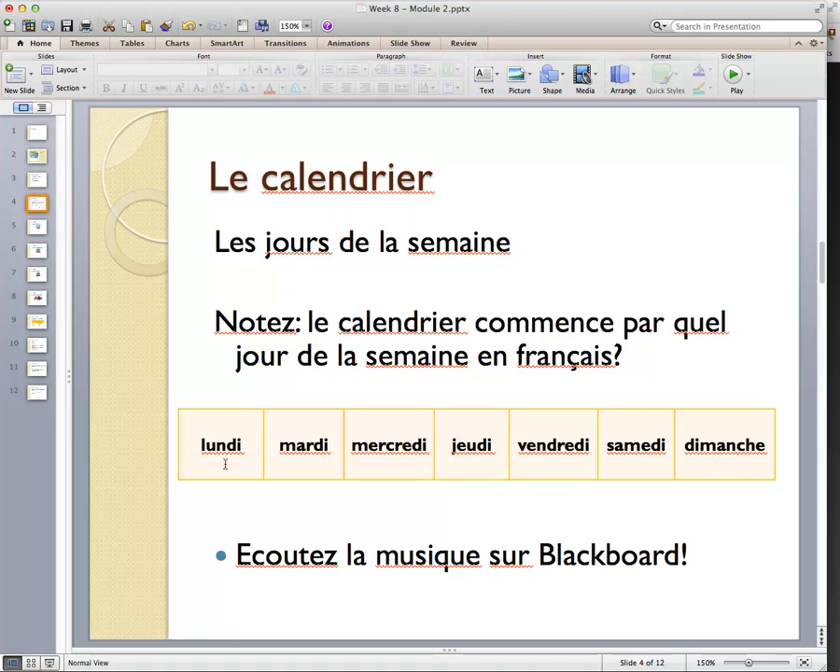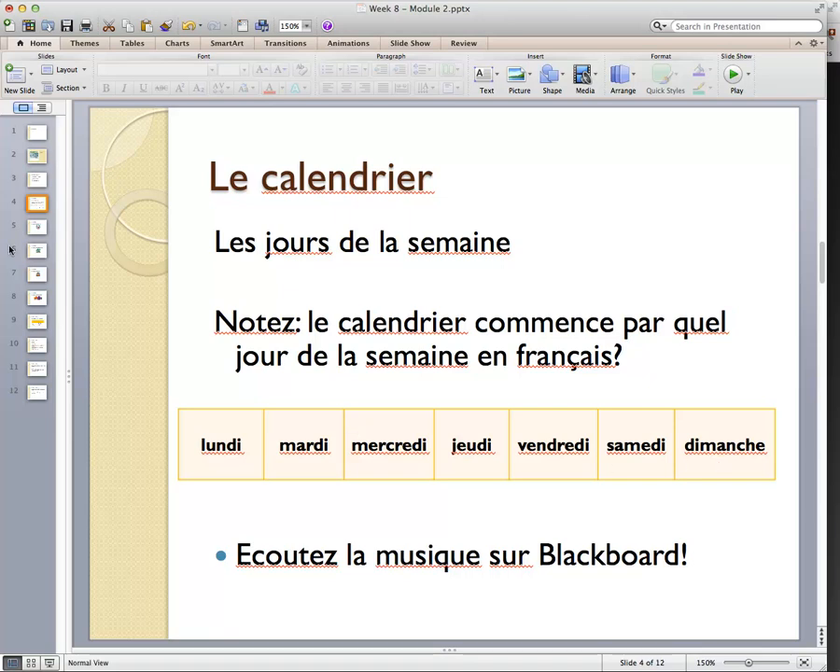Répétez. Lundi, mardi, mercredi, jeudi, vendredi, samedi, dimanche.